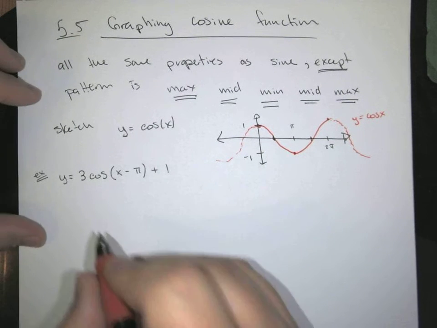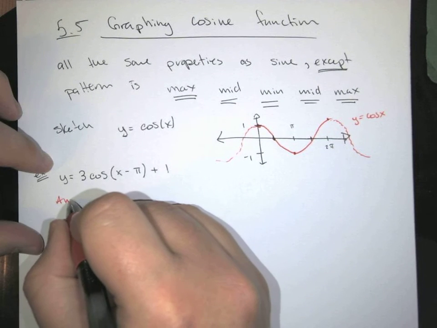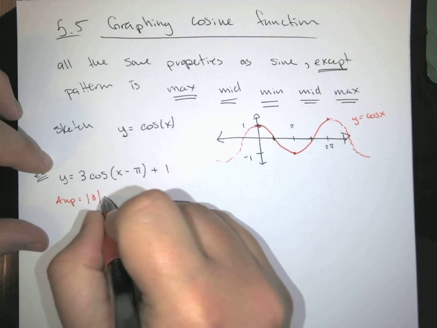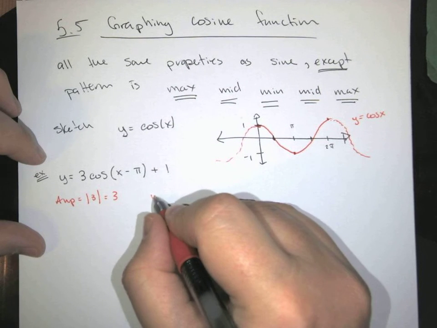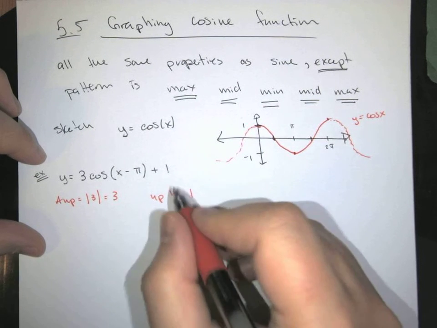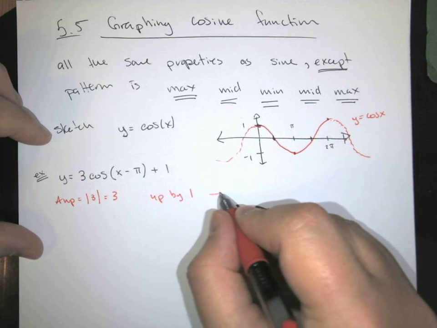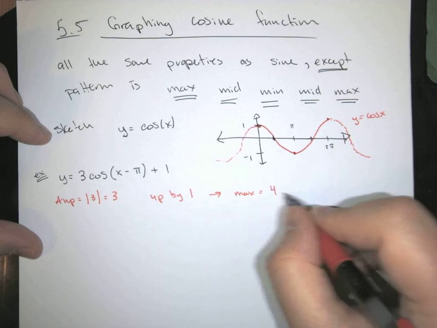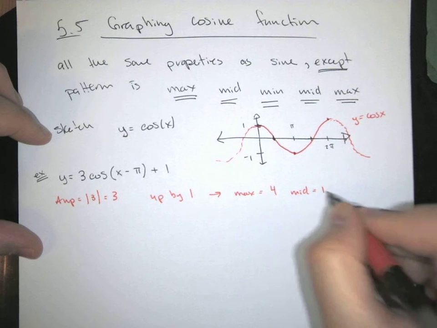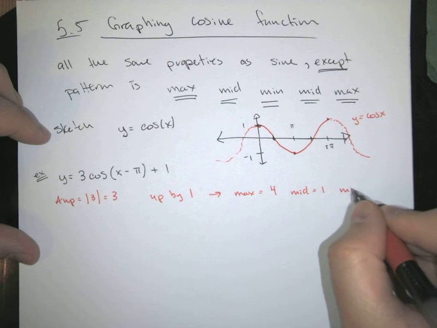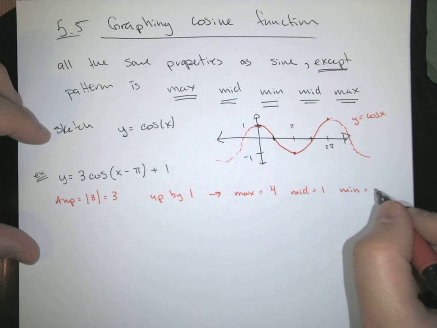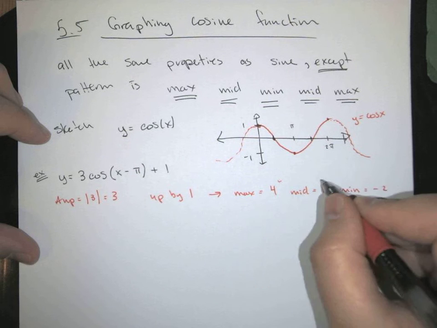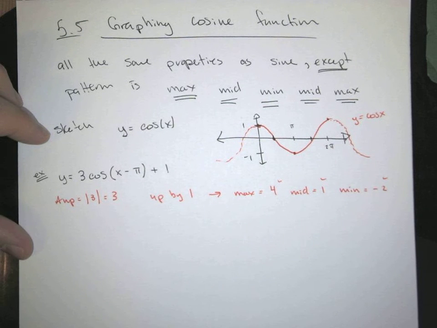All the properties are the same, right? So our amplitude here is the absolute value of 3, which is 3. It's going to shift up by 1, right? This plus 1 on the end. So what we've got is maximum at 3 plus 1 is 4. My middle value is going to be 0 plus 1 is 1. And my minimum is going to be -3 plus 1 is -2. What else did we do?